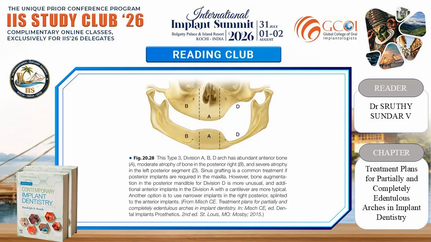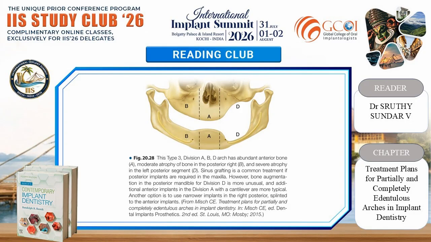The anterior region dominates the overall treatment plan in all edentulous arches and usually has a greater volume of bone than the posterior. A Type 3 Division A-B-D arch has abundant anterior bone, moderate atrophy of bone in the posterior right, and severe atrophy in the left posterior segment.